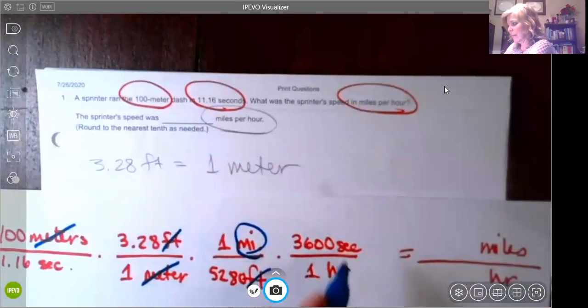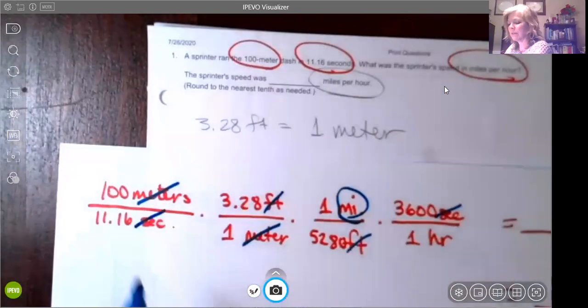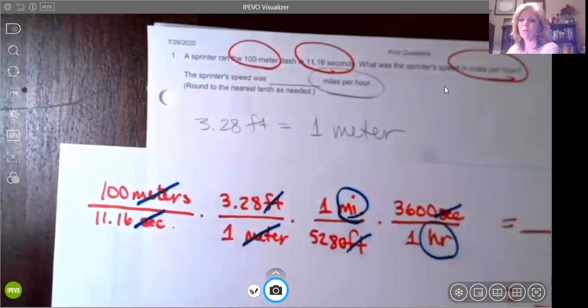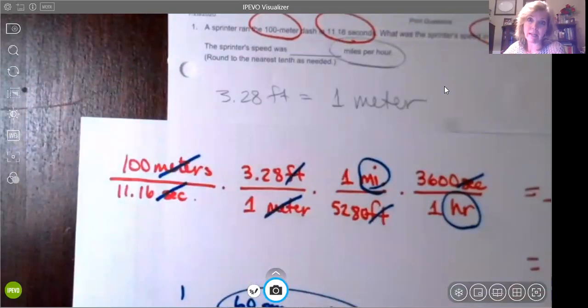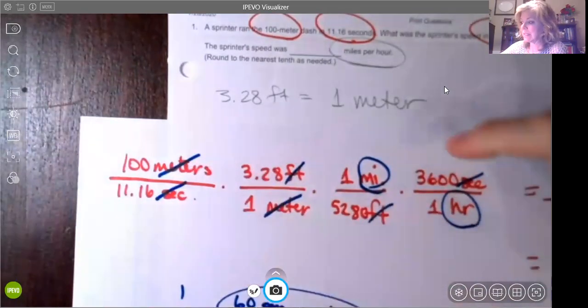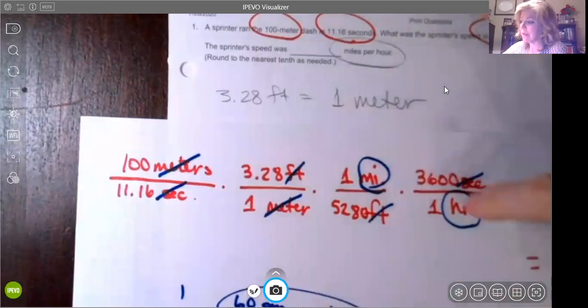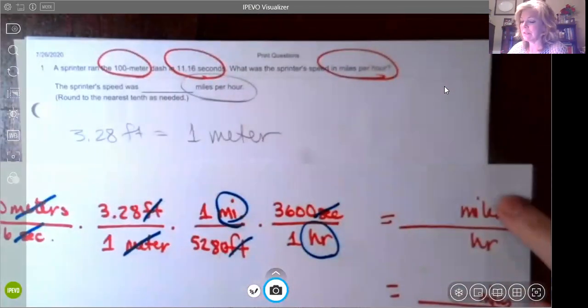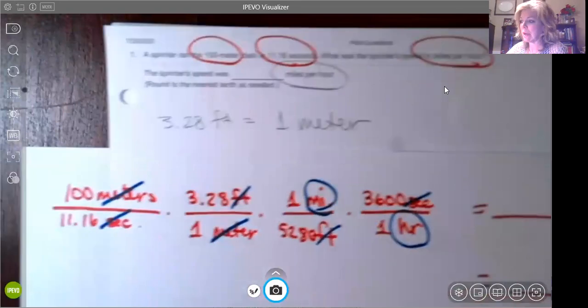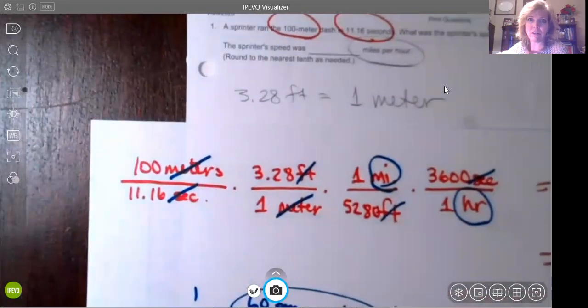I do my elimination, seconds in the top, kill the seconds in the bottom, and lo and behold, I have what I need. Through all of this mess, I now have miles in the numerator, hours in the denominator, and looky, that's what I needed: miles per hour. Now I just need to do the calculation.